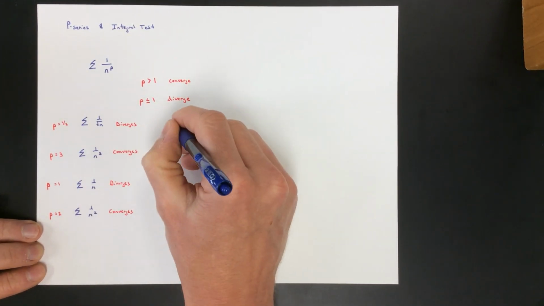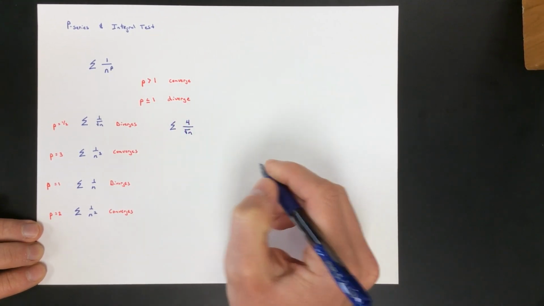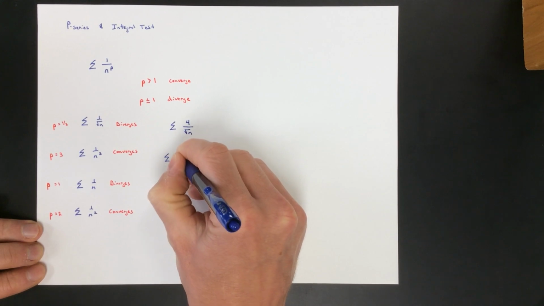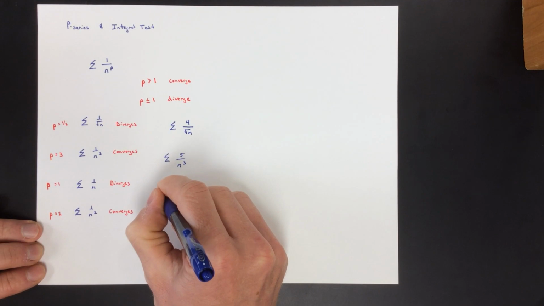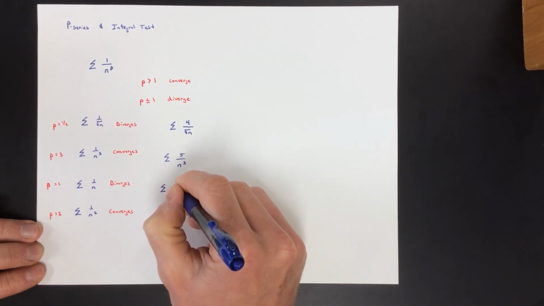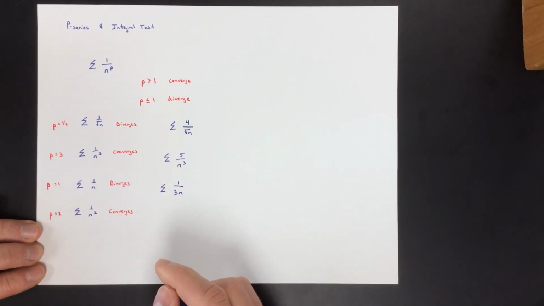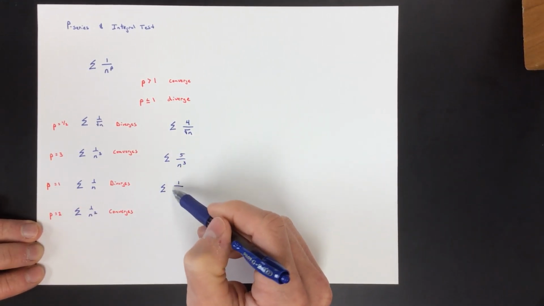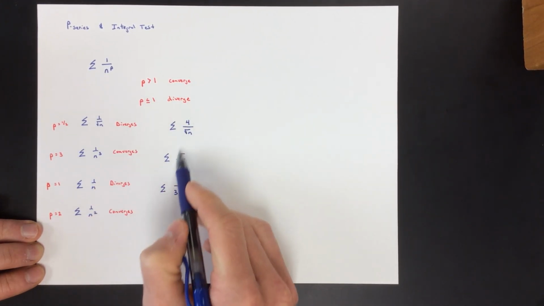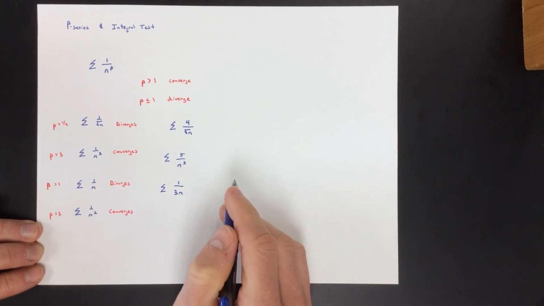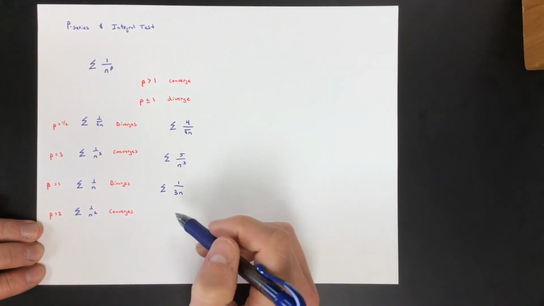So if it's 4 over the square root of n, it still does the same thing. If this is 5 over n cubed, it still converges. If this is 1 over 3n, it still diverges. This is just 1/3. That 1/3 can be factored out. That 5 can be factored out. That 4 can be factored out. These numbers are not going to change anything, because a finite number times an infinite sum is still an infinite sum, and so on.